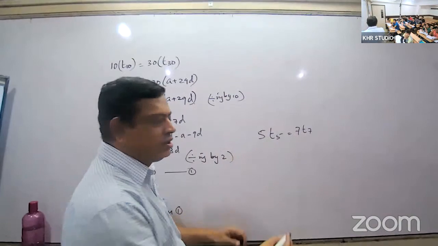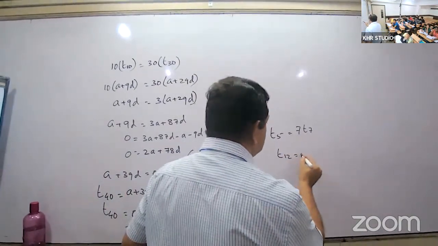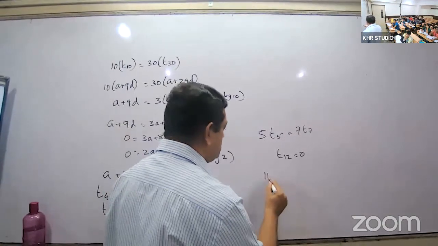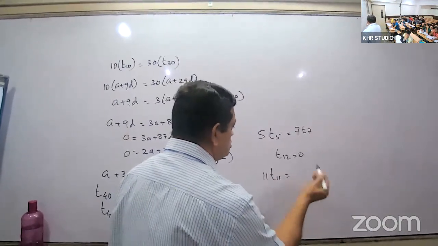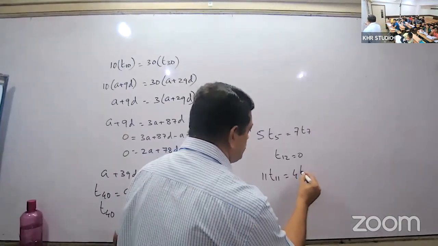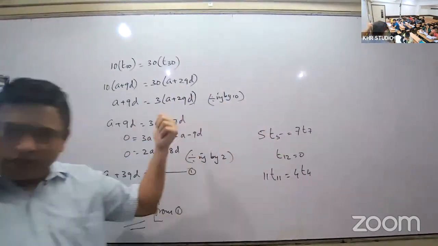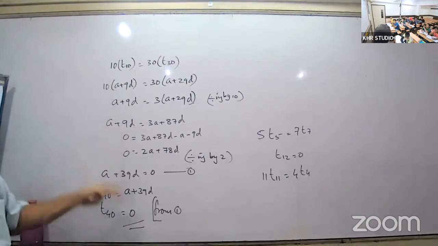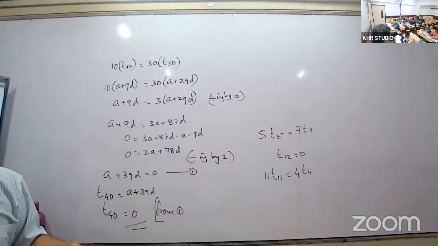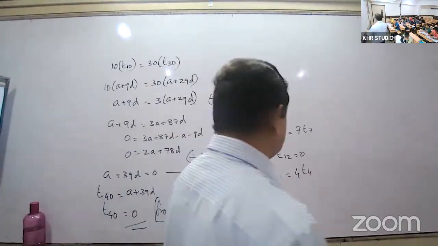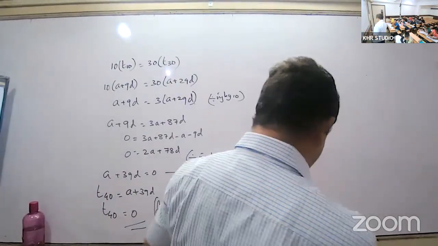12th term addition done, so T12 will be equal to 0. Or any number: 11 times the 11th term is equal to, let's say, 4 times the 4th term, which means the 15th term will be 0. That is a property; this is the way to do the question. Find the value, it's automatic. So why am I showing this one? Sometimes these types of questions will come for MCQs.